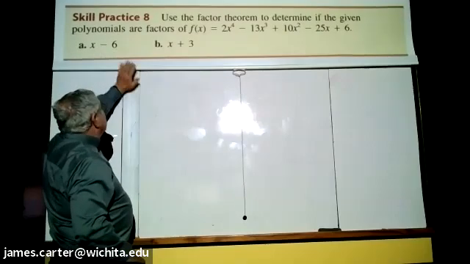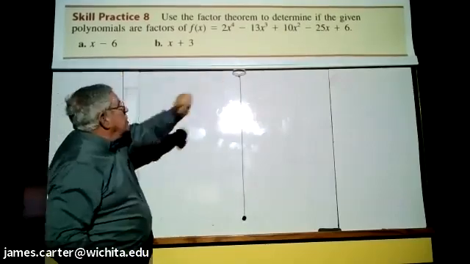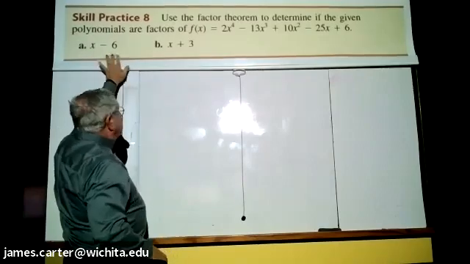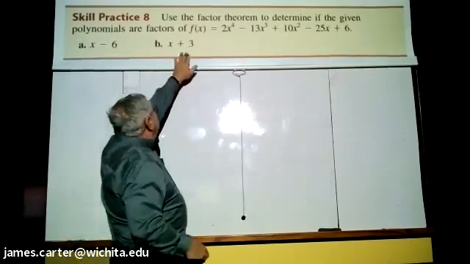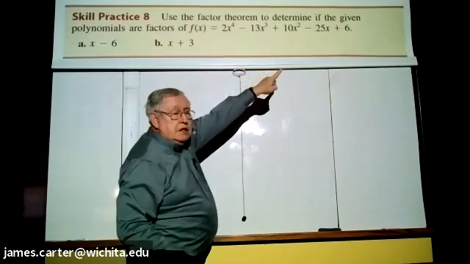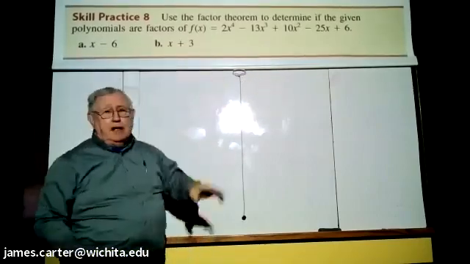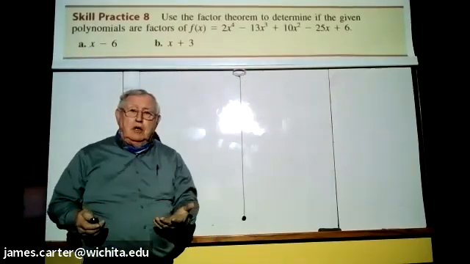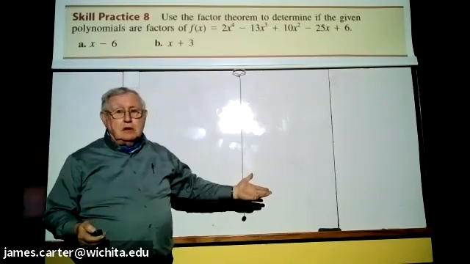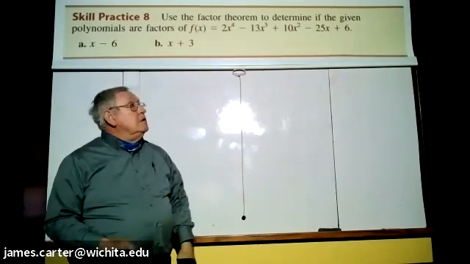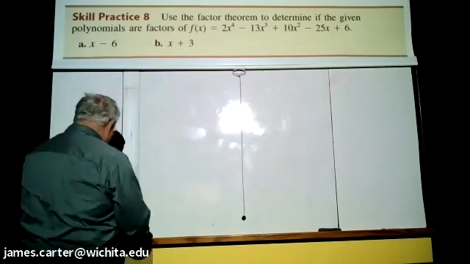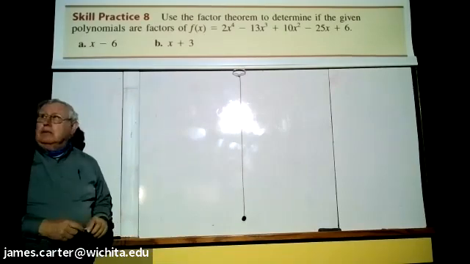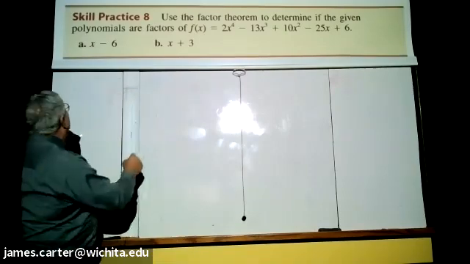Here you've got a 6. 6 goes into 6. That's a possibility. 3 goes into 6. So that's a possibility. Now, will they go for sure? We don't know until we try it. Okay. So let's go through and do these two problems.